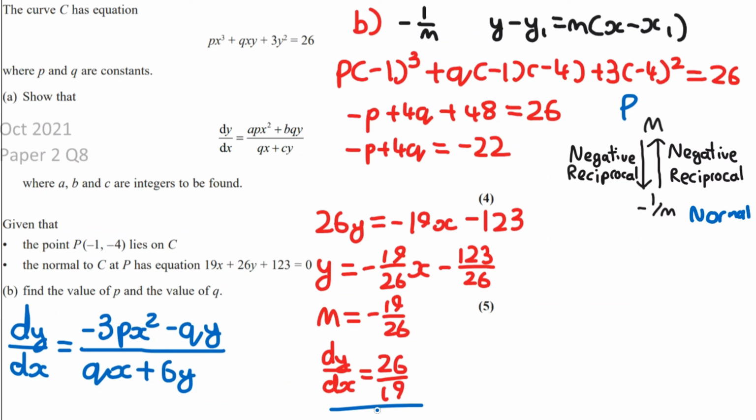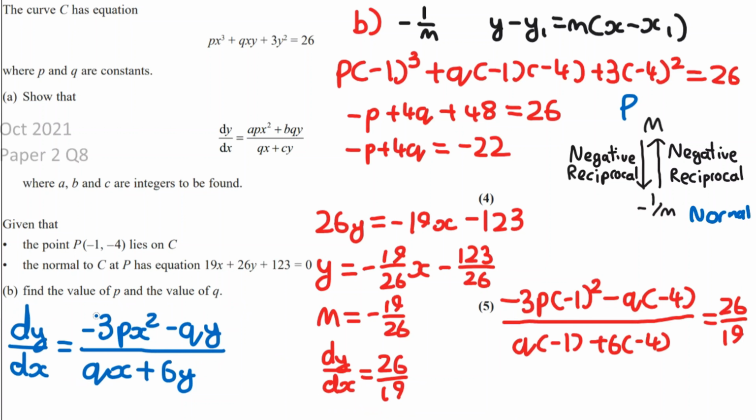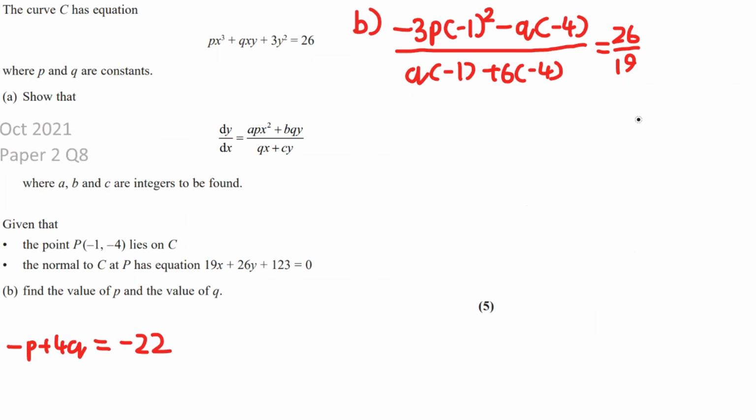And what we can do with this is create a simultaneous equation using dy over dx here, with dy over dx being this 26 over 19 that we've just figured out, and it's at the point P, which is -1, -4. So sub this in as x and y. So that's what I've done here. So we have another simultaneous equation, as I said, by subbing into the dy over dx equation. x is equal to -1, y is equal to -4, and dy over dx is equal to 26 over 19.